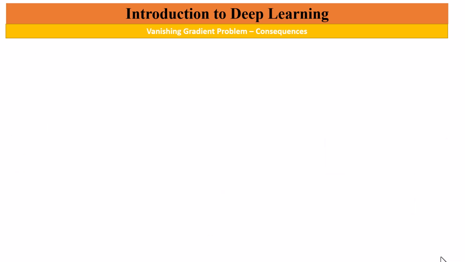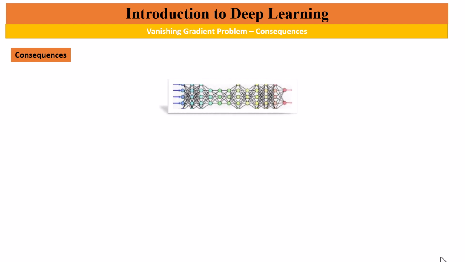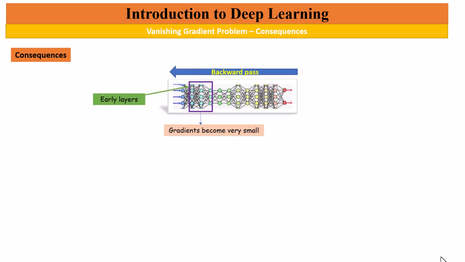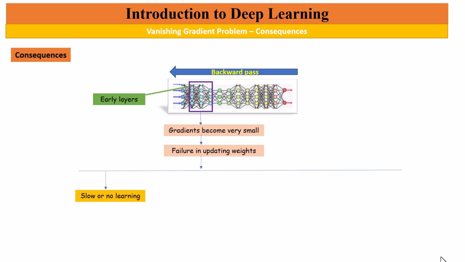Now let's talk about its consequences. We use a deep neural network to illustrate the consequences of the vanishing gradient problem. Let's see what actually happens. During the backward pass on early layers, gradients become very small as they move backward through the layers. This results in minimal or no weight updates in the earlier layers. So, first, it leads to slow learning in the early layers. These layers are crucial because they capture the basic features in the data, but with gradients too small to update their weights, they stay stuck.